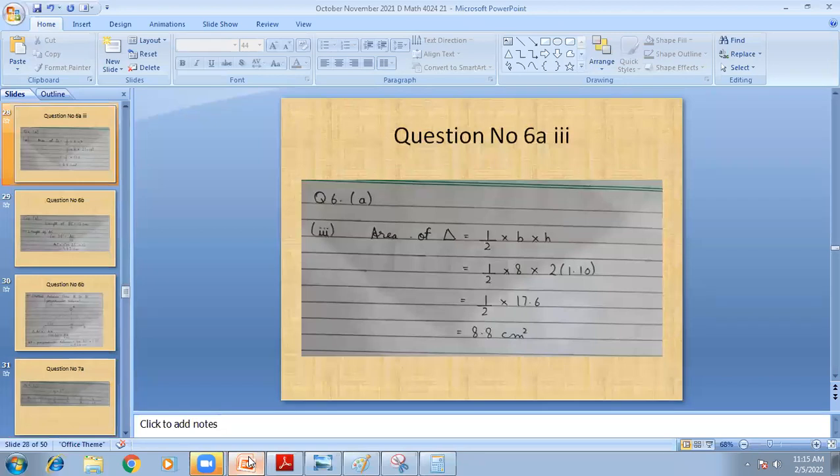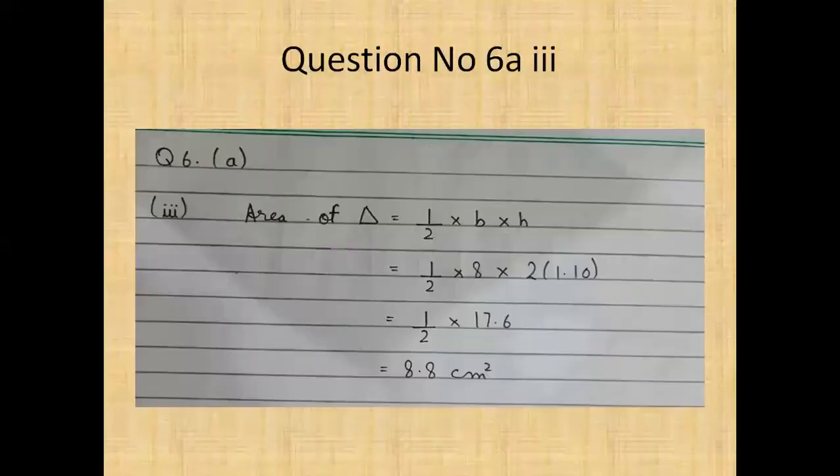So the area of this triangle will be 1 by 2 into base into height. And you know the base is 8 and the height is 2x. So 2 multiply 1.10. So 1 by 2 into 8 into 2.2, that will be 17.6. Your final answer will be 8.8 centimeters square. Hopefully you understand. That was question number 6a, third part.